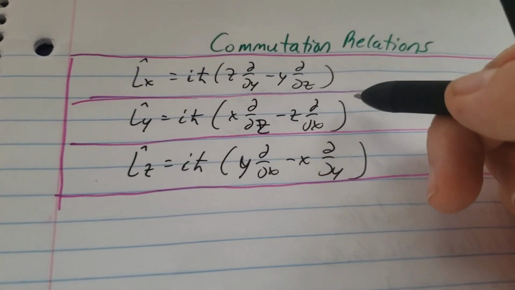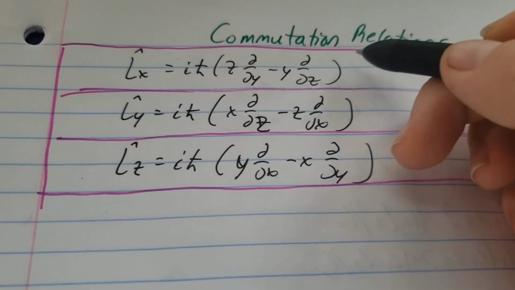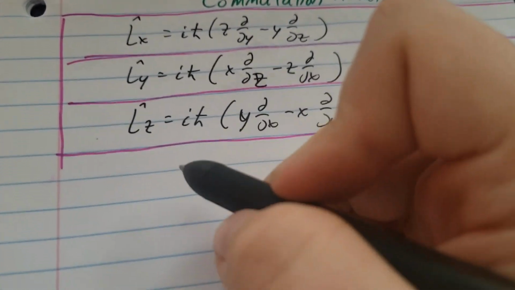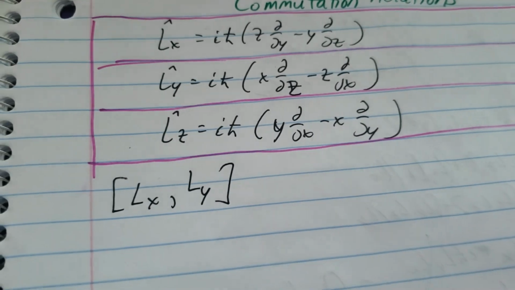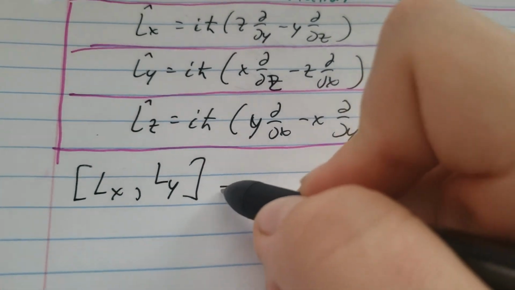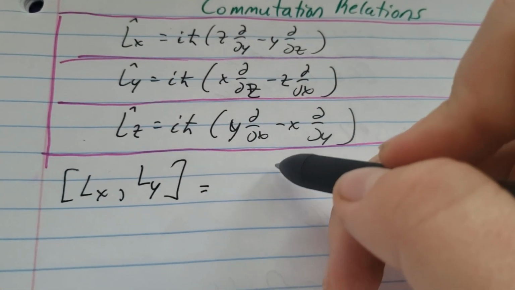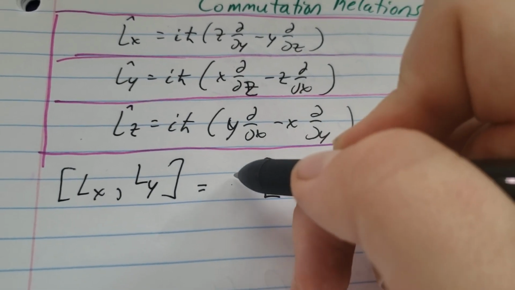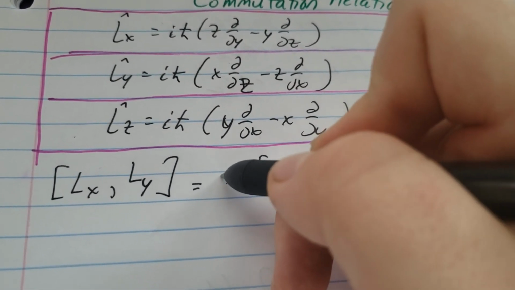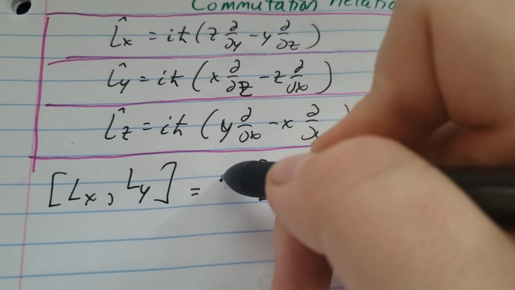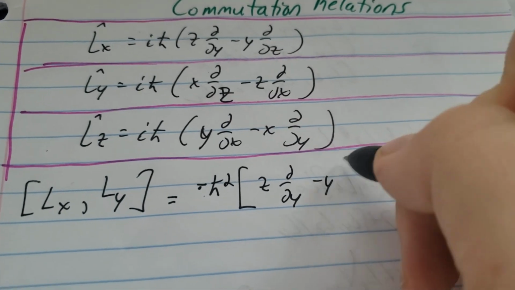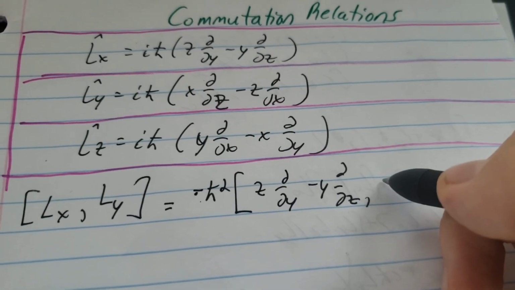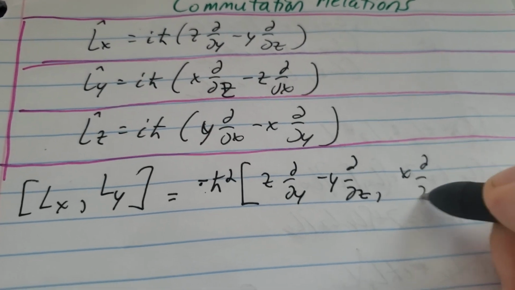Next, I'm going to talk about the commutation relations between these operators. A commutator between L sub x and L sub y is equal to, we can pull out a factor of i h bar from both sides, and (i h bar) squared is just negative h bar squared, commuted with x.